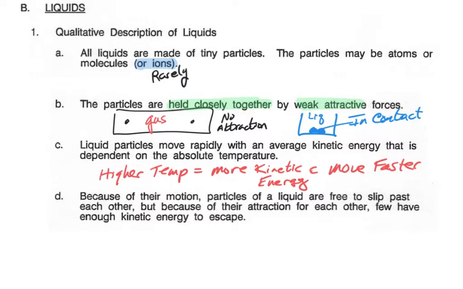All right, next one. Because of their motion, the particles of the liquid are free to slide past each other, but because they're attracted to each other, most of them do not escape. So most of the time, the liquid stays as a liquid, but a few escape. Notice that we do say most, only a few escape. These ones turn into a gas.